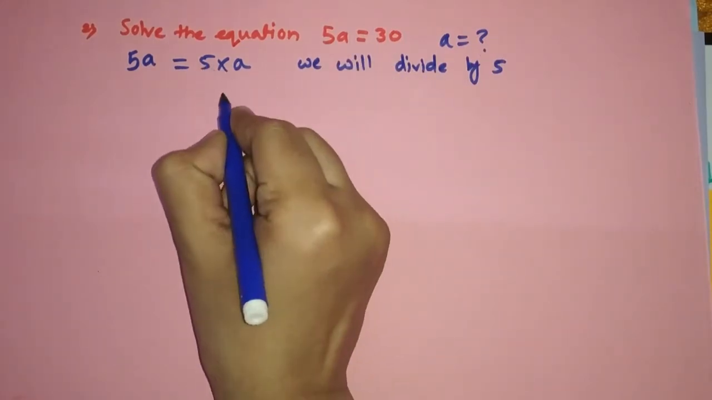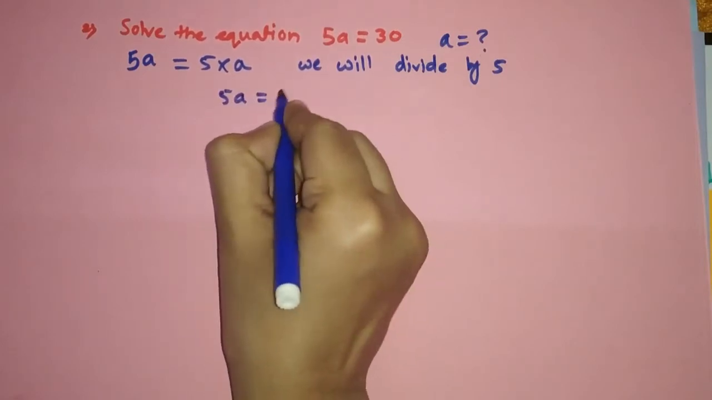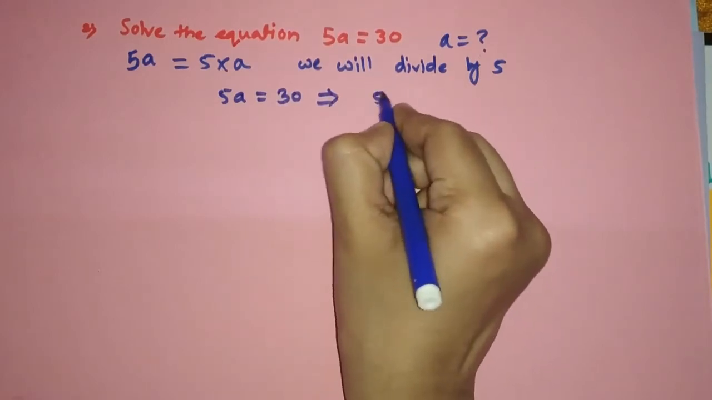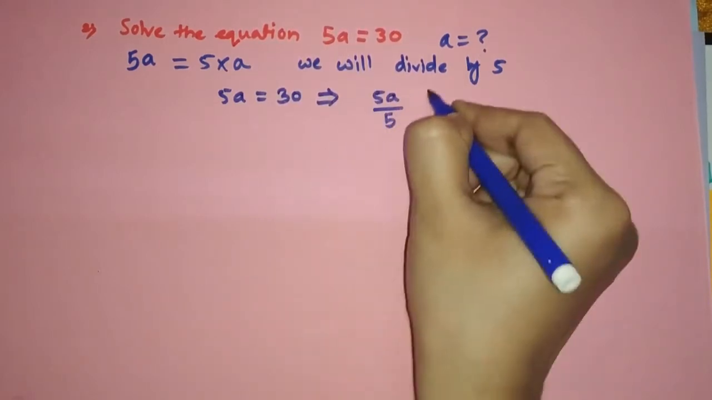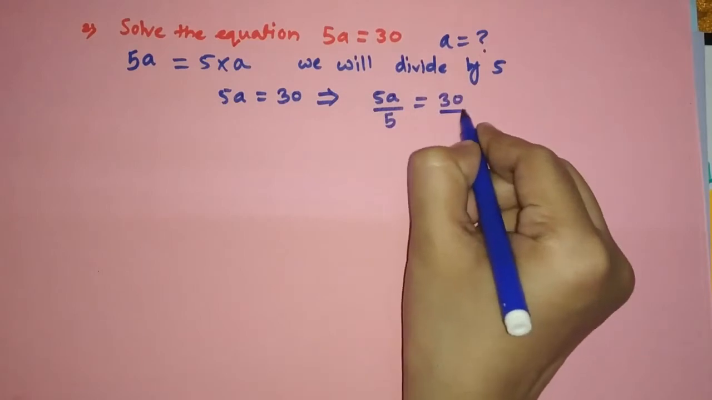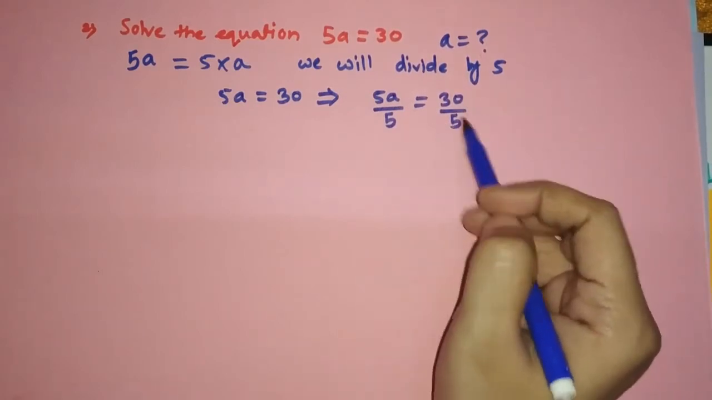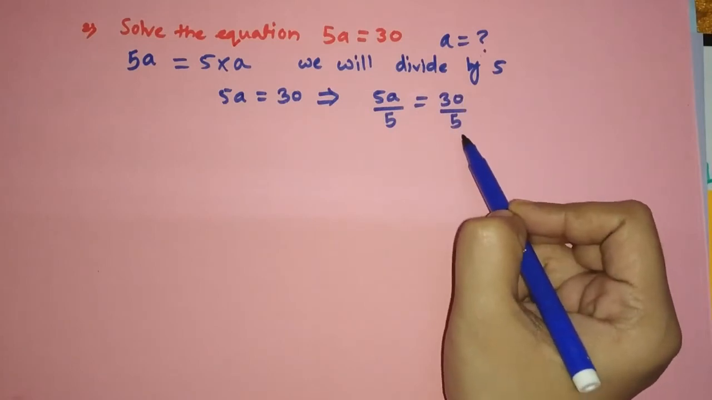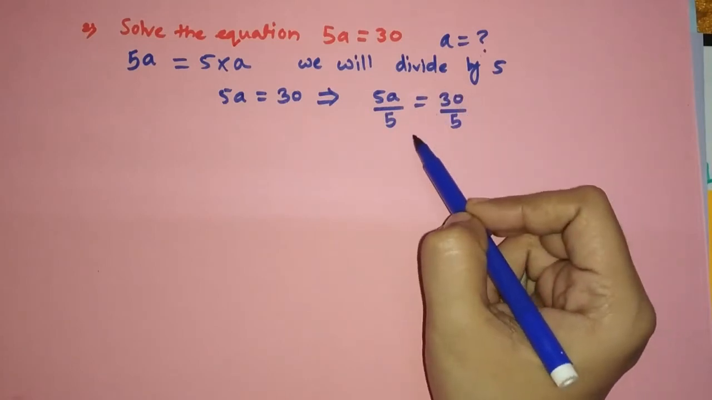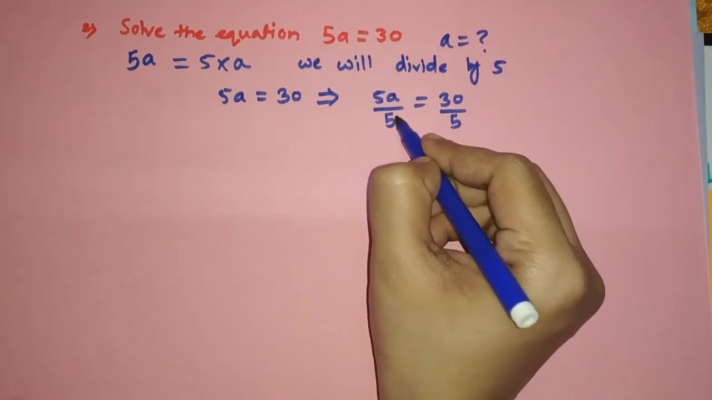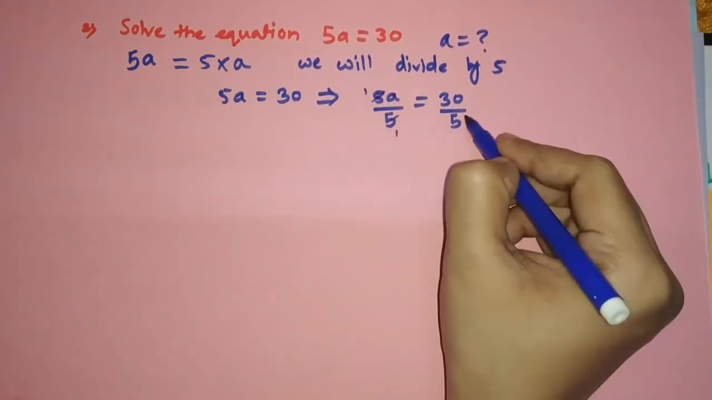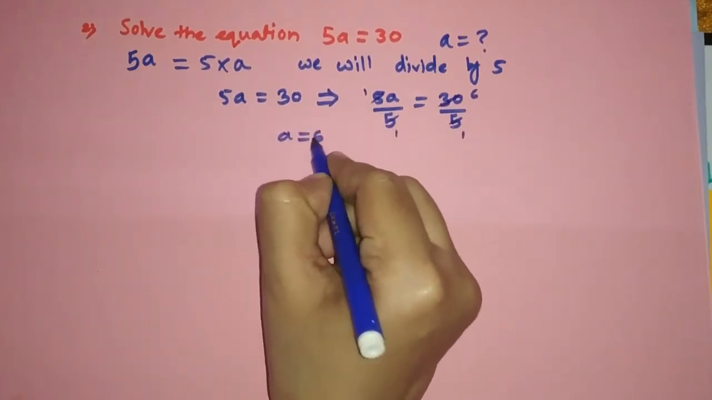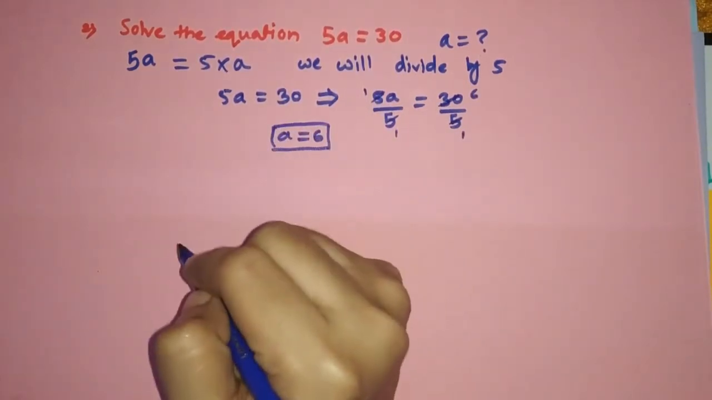Let's divide. We have 5a is equal to 30. Now afterwards what you will get? 5a divided by 5, which is equal to 30 divided by 5. Here, friends, we are balancing the equation. If I am dividing the left hand side by a number, I have to divide the right hand side by the same number. Here you can see 5 ones are 5, and here 5 sixes are 30. So friends, what you are left with is that the value of a is 6.